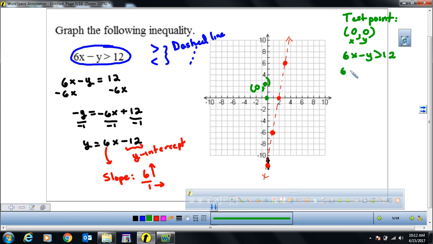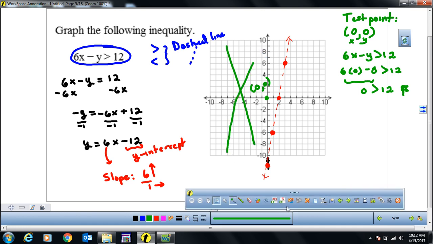So if I do that, then you get 6 times 0 minus 0 is greater than 12. So you get right here, 0 is greater than 12. Is that true or false? That is going to be a false statement. What does that mean? That any point located on the left side right here is going to give us a false statement as well. So all of the points on the left side are not solutions. So none of the points in this area are solutions.